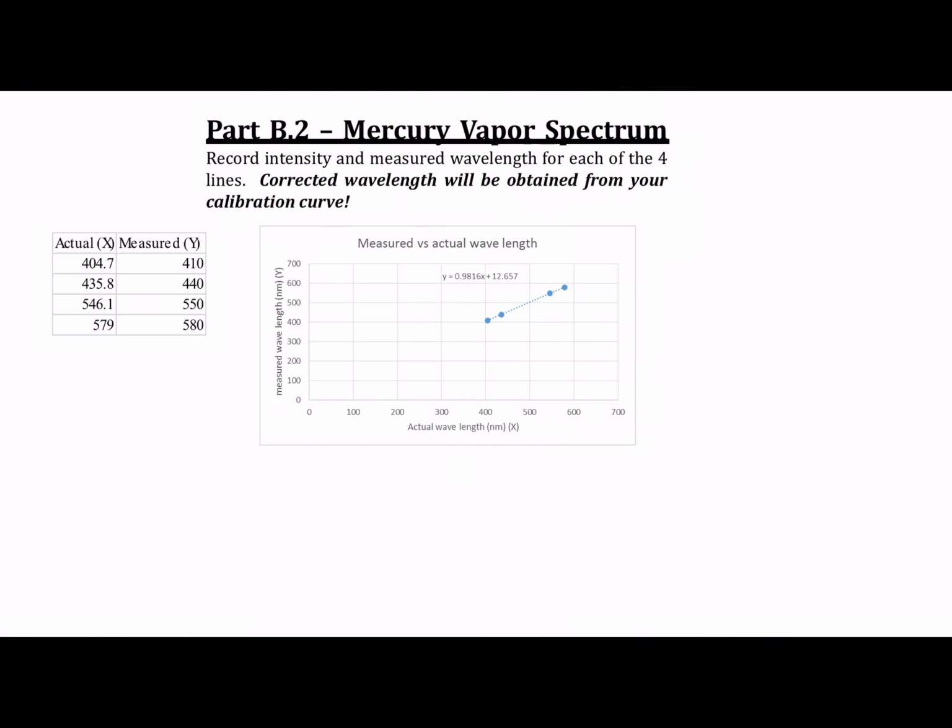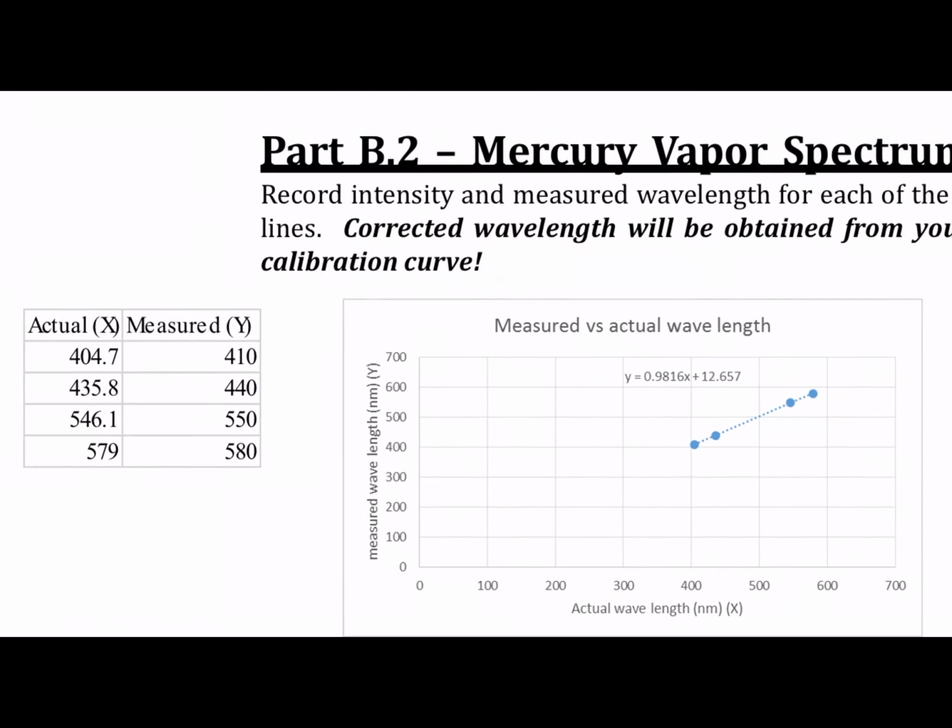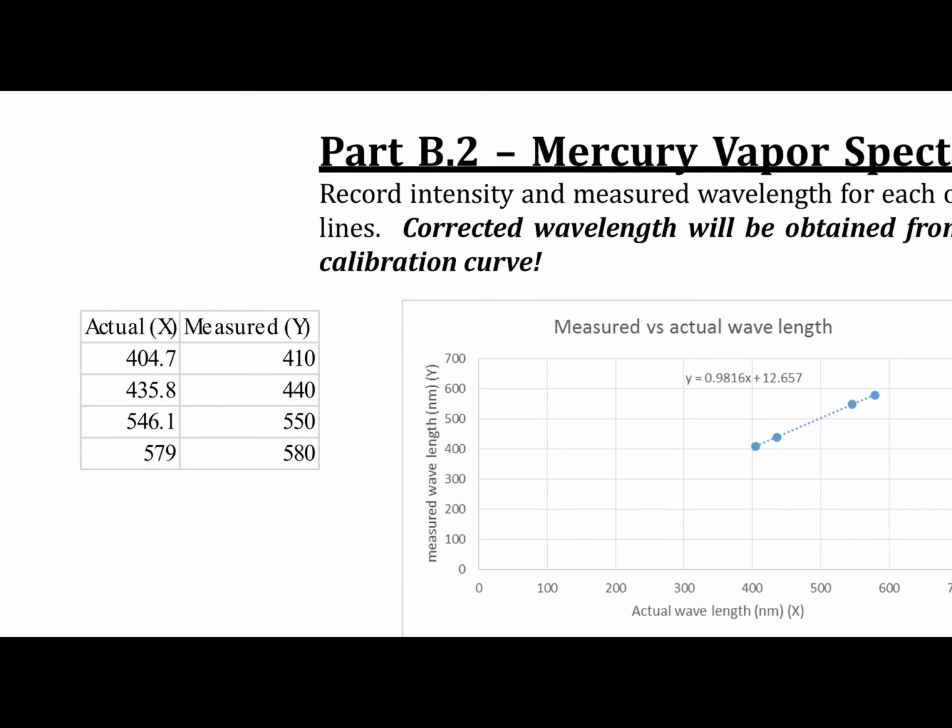This is for the mercury vapor spectrum. The data that I'm showing you over here is what was obtained, the measured and the actual. For the actual wavelength, you will put that information on your x-axis, and for the measured wavelength, you're going to put that on your y-axis. You know how to draw the Excel graph: you highlight this information, also given in the handout, then go to scatter plot, and draw the graph.